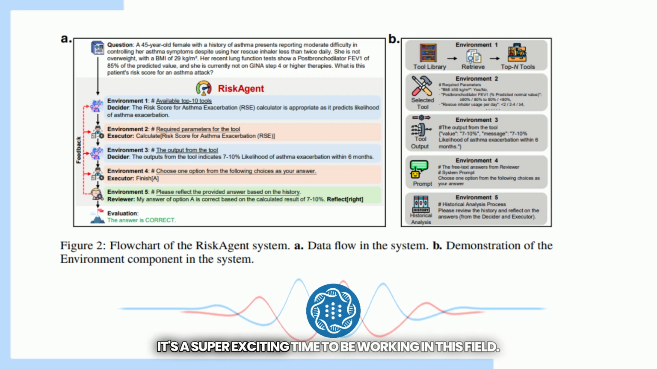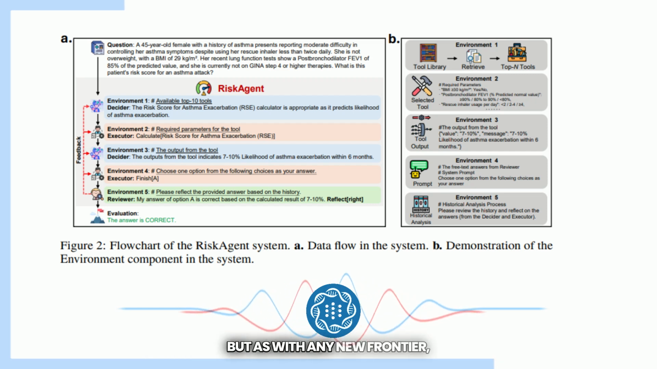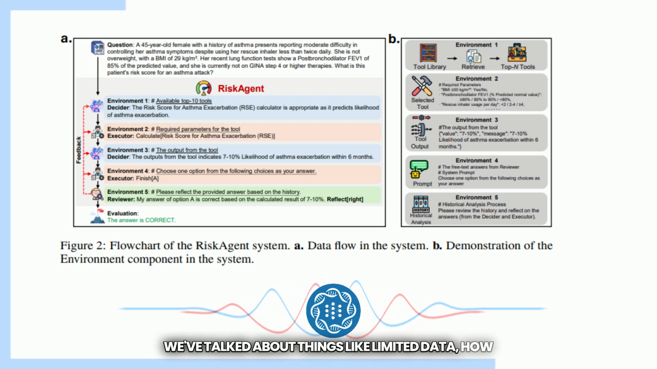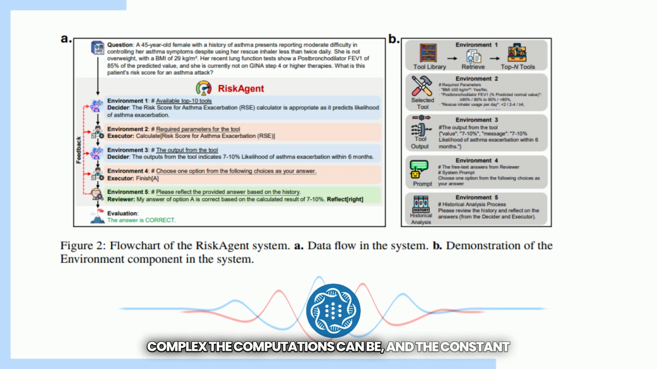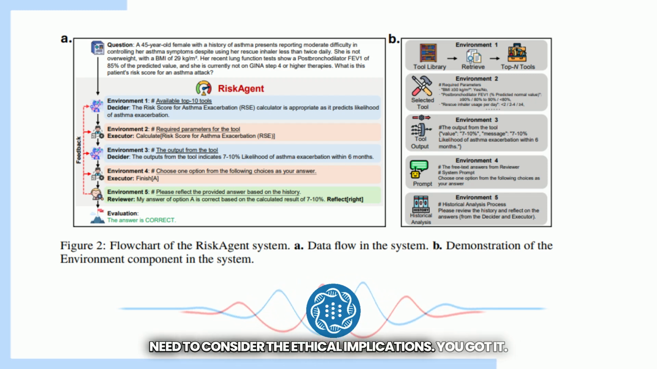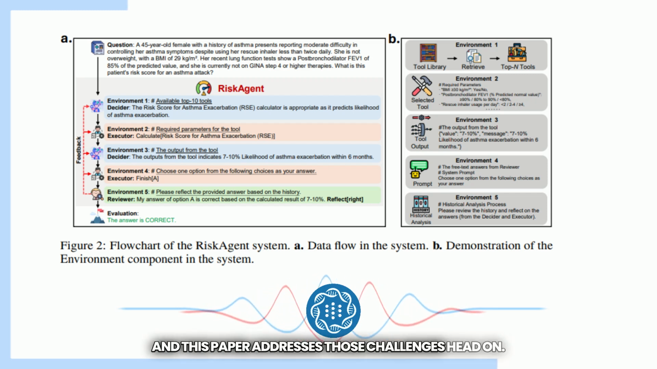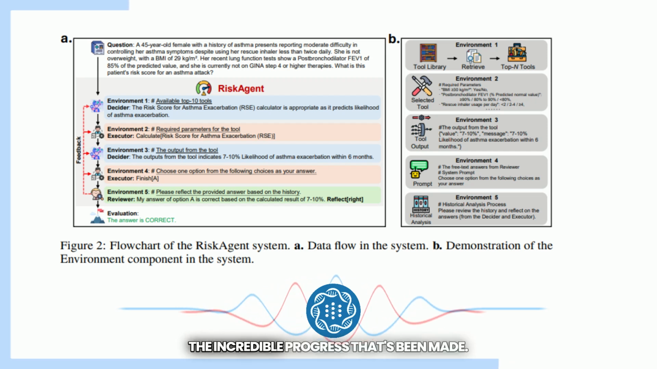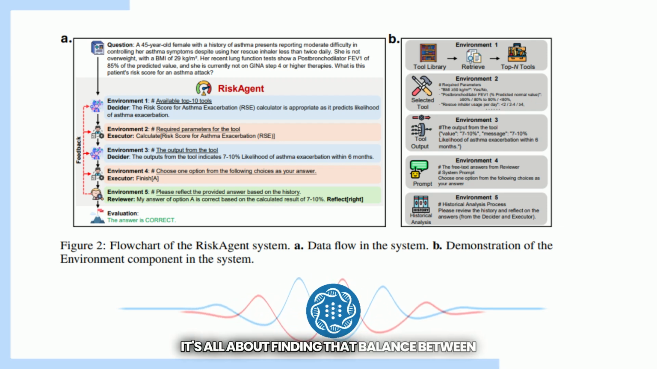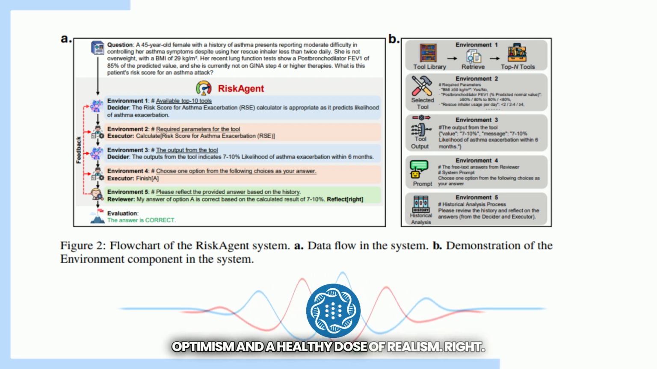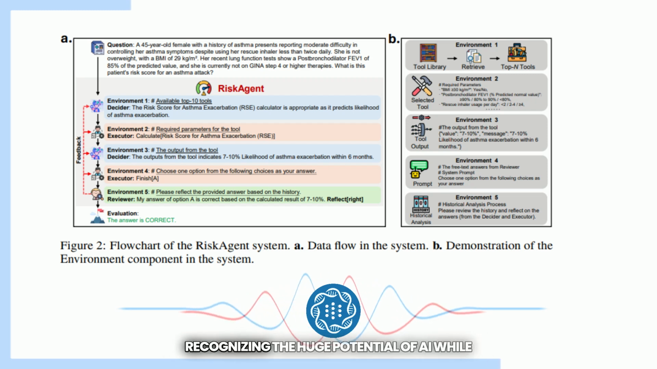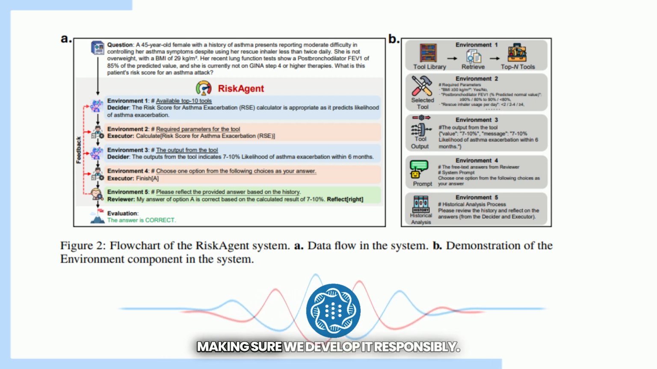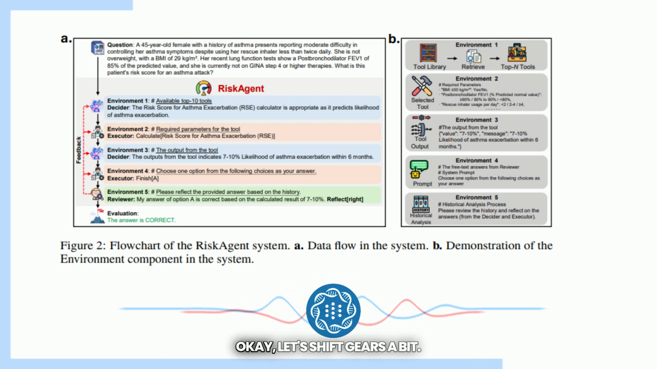It's a super exciting time to be working in this field, but as with any new frontier, there are always challenges to overcome. Right. We've talked about things like limited data, how complex the computations can be, and the constant need to consider the ethical implications. You got it. And this paper addresses those challenges head on. It acknowledges the hurdles we still need to overcome while highlighting all the incredible progress that's been made. It's all about finding that balance between optimism and a healthy dose of realism. Right. Recognizing the huge potential of AI while also staying grounded in the limitations and making sure we develop it responsibly.